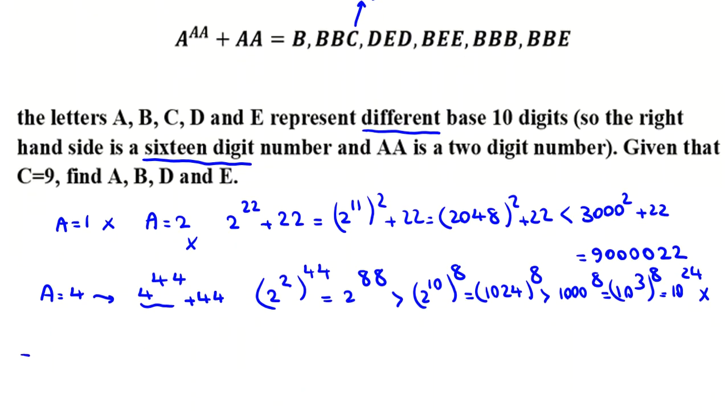So A will be what? A will be 3. So the left-hand side will be 3 to the power of 33 plus 33.